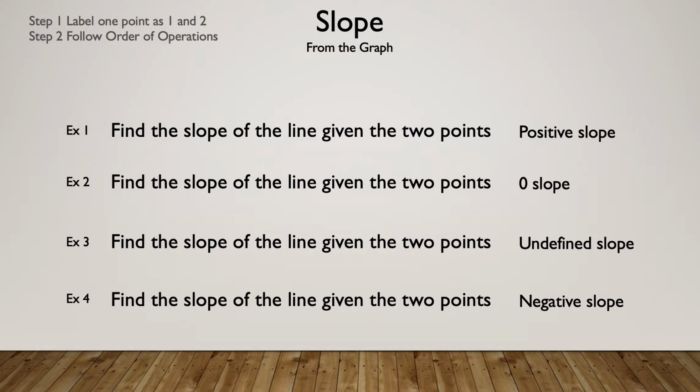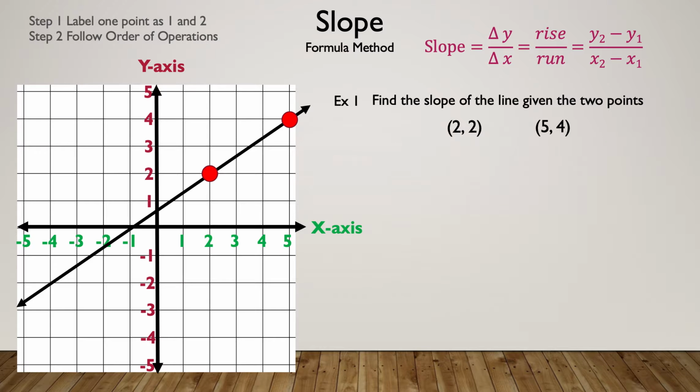So here are the 4 examples that we are going to be talking about in today's video. So let's go ahead and take a closer look at example 1. Now let's read the steps. Step 1, label one point as point 1 and the other as point 2. And step 2, follow order of operations.